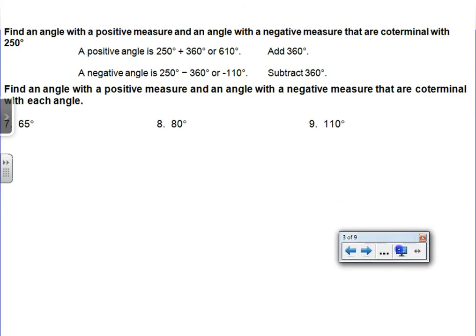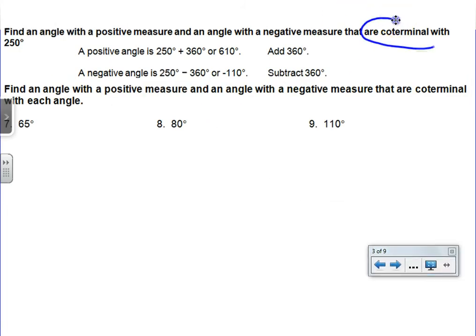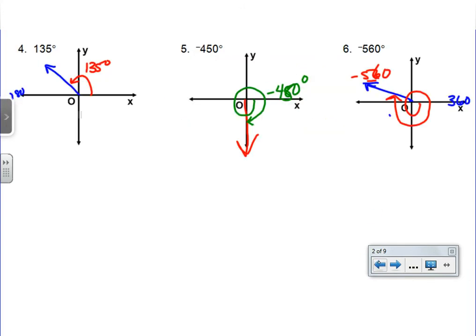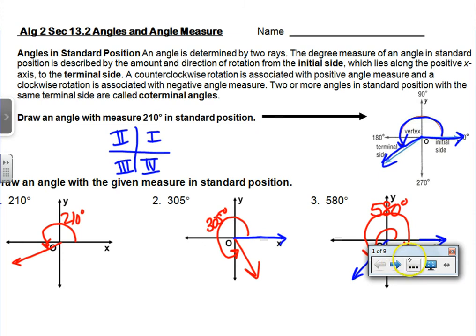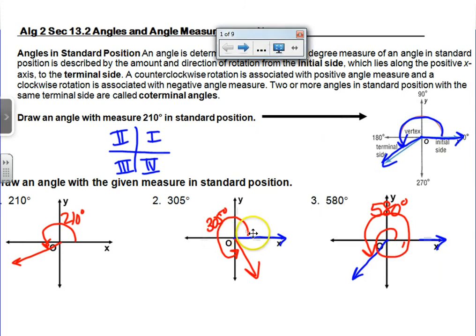Okay. The idea of being coterminal means that I'm going to give you 2 different measurements, but if I drew them, they'd land on the same spot. So if you can imagine, let's go back to, okay, this example right here, 305 degrees. Can someone give me another way to land right here?